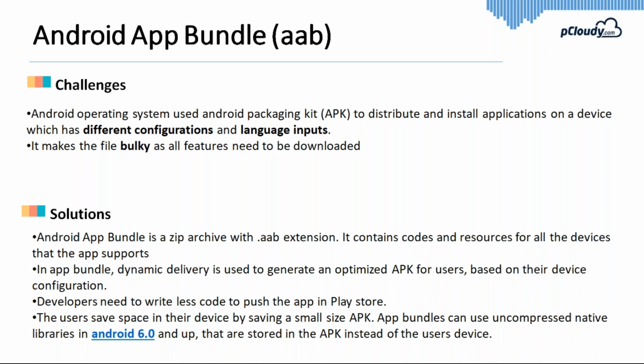So it makes the application very, very bulky, right? Now, the solution to this, which again Google has released, is something called Android App Bundle, which is a zip file with a .aab extension. Since it's an Android App Bundle, it is called the AAB extension. It's very similar to the APK file.